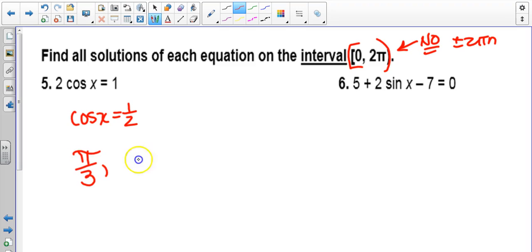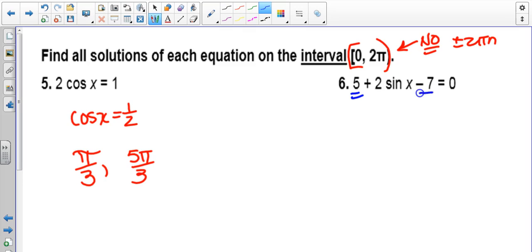Pi over 3 and? Does everybody see that that's the 2 places where the x value is positive 1/2. That's it. We're done. If it had said all solutions, we'd throw a plus or minus 2 pi n on the back and be done. All right, number 6, what do you think?